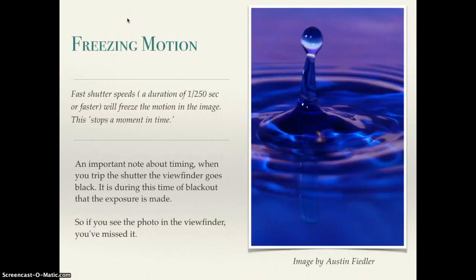The second type of image you can create by controlling your shutter speed is freezing motion. Fast shutter speeds, a duration of 1/250th of a second or faster, will freeze the motion in the image. This stops a moment in time.